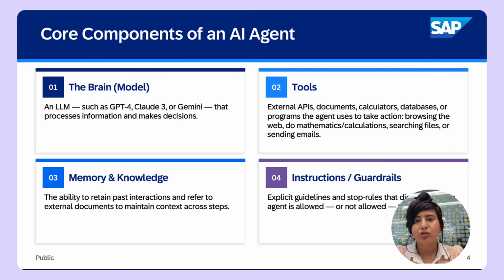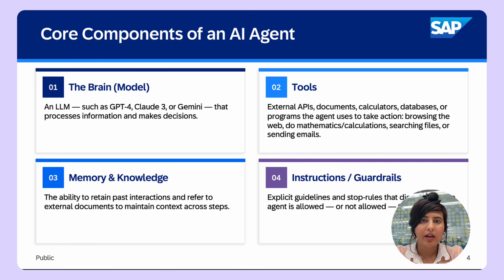Second is the access to tools. Agents can access external APIs, documents for retrieval augmented generation, like grounding of AI agents, and can access calculators, databases, or other agents in order to take action. Actions like it can browse the web, do mathematical calculations, it can search the files or trigger emails.